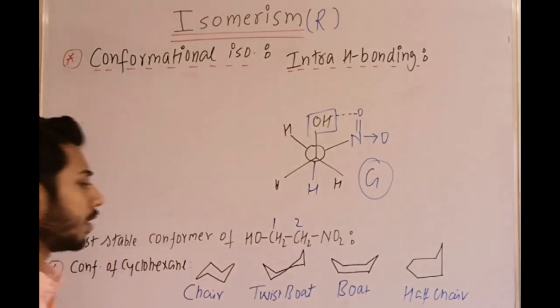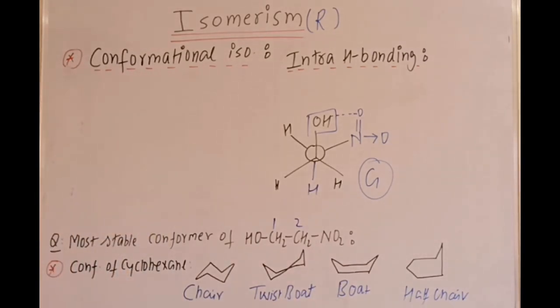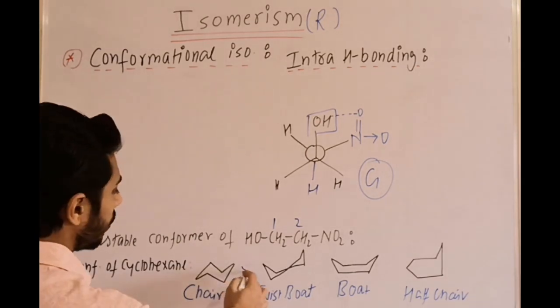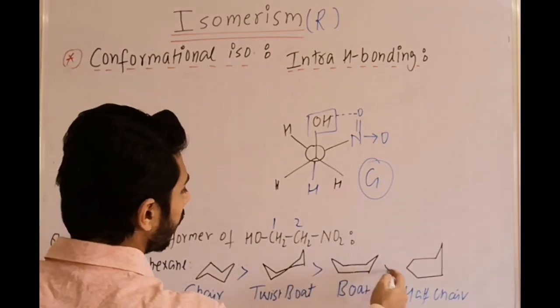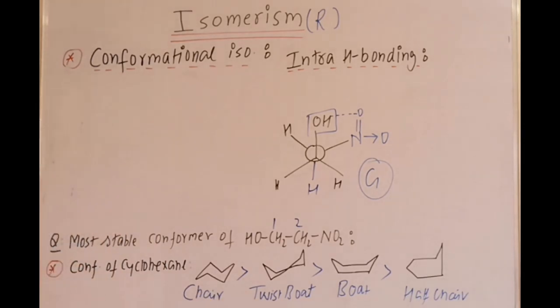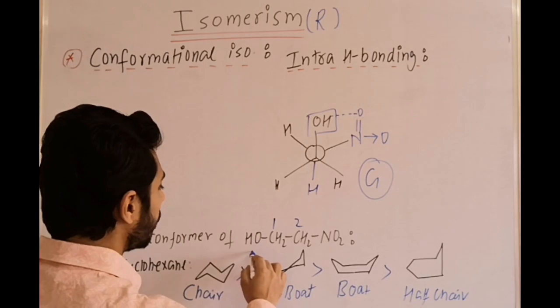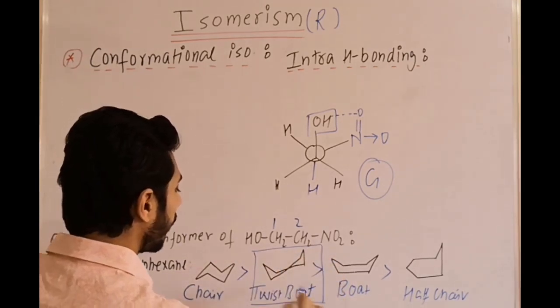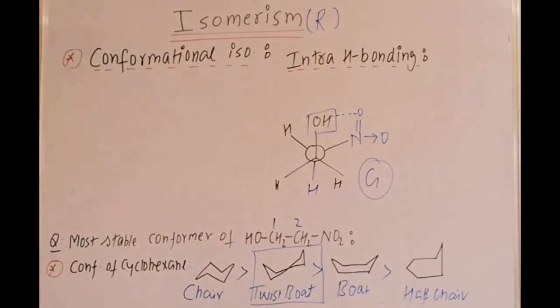It is only for information, otherwise as per NEET chances are very low that much detail is useful. Otherwise the simple point is there. These are the conformations of cyclohexane. Among them the most stable is the chair form, then twist boat, then boat, and least stable is the half chair form. One more piece of information: twist boat is the only form which is optically active among these 4 conformations of cyclohexane.